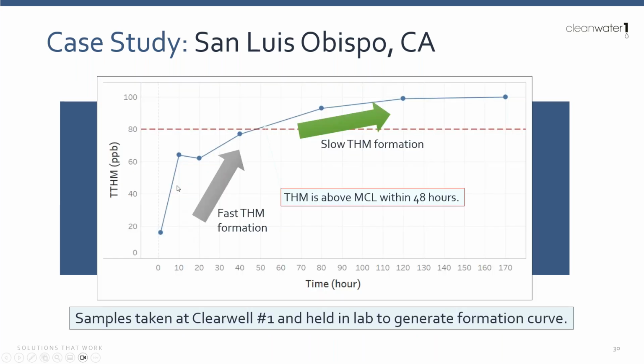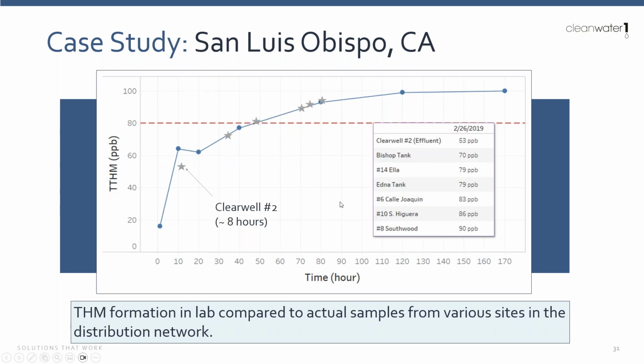These guys did the right thing. They took some time ahead of time to quantify their THM formation curve. Here you can see we got a little jaggedness in the data, but generally follows this kind of logarithmic fit curve where we have fast formation initially, followed by slow formation as time passes. You can see where we are when we start matching up our distribution system sample data to the THM formation curve. Everything starts to make sense.